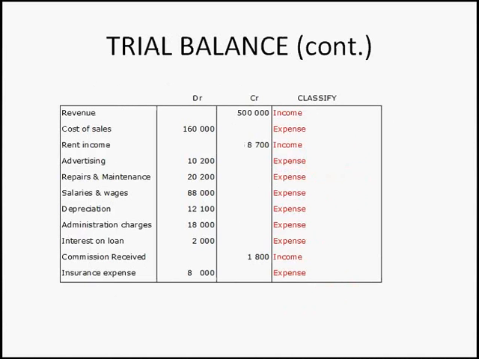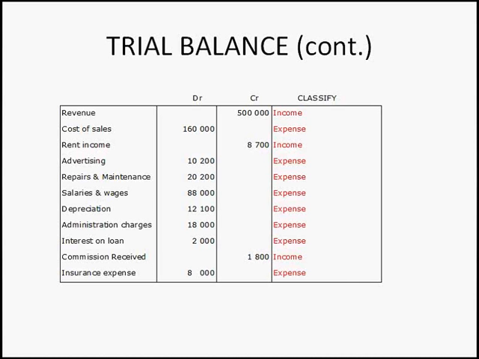Firstly, revenue. Revenue is the same as sales, and that's my income that I receive in the company. Then cost of sales, what I pay in order to be able to sell the goods. That's an expense, and that's my two biggest incomes and expenses in the company. Then rent income, as the word says, it could have also said rent received. That would be seen as an income.